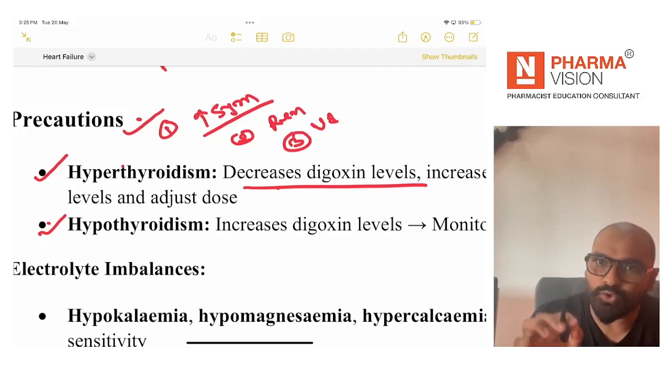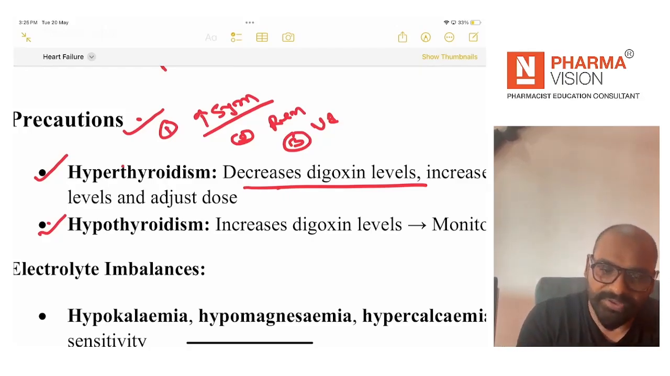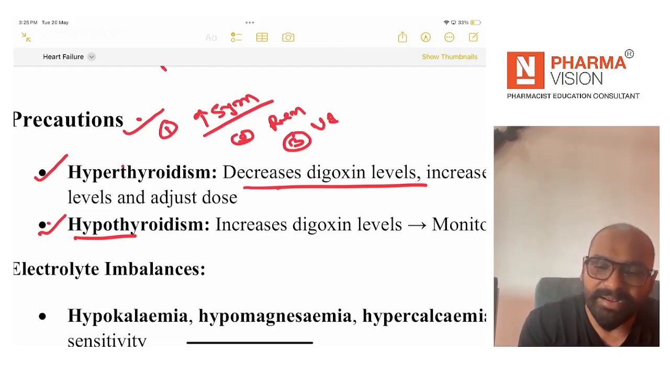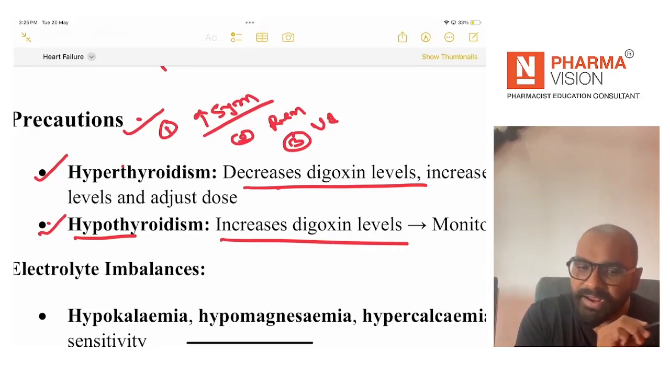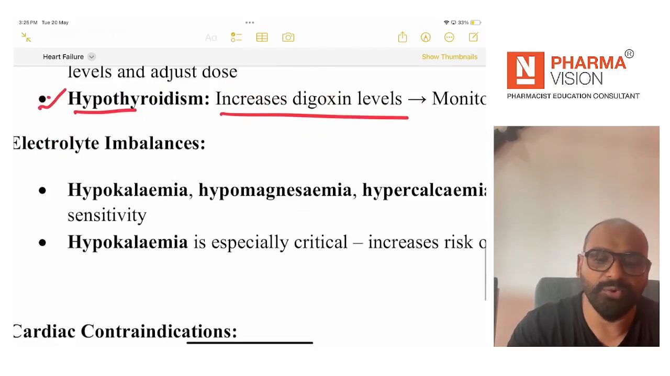This is very crucial and critical information from the exam point of view. On the other side, the patient is suffering from hypothyroidism. That means the patient has a relatively low sympathetic tone, and that increases the Digoxin level. So hypothyroidism increases the level, and hyperthyroidism decreases the level. This is a very important point that you have to remember.